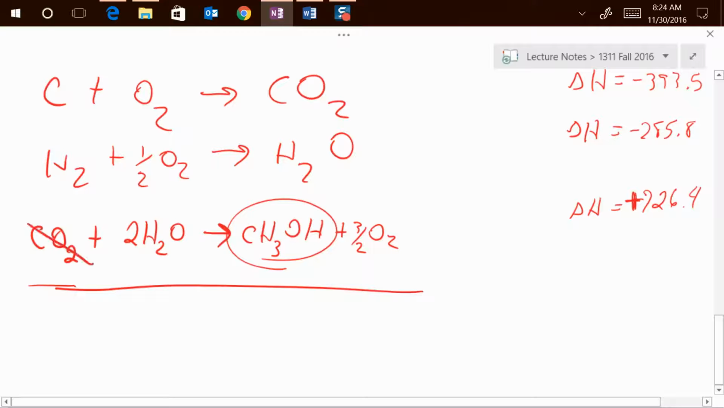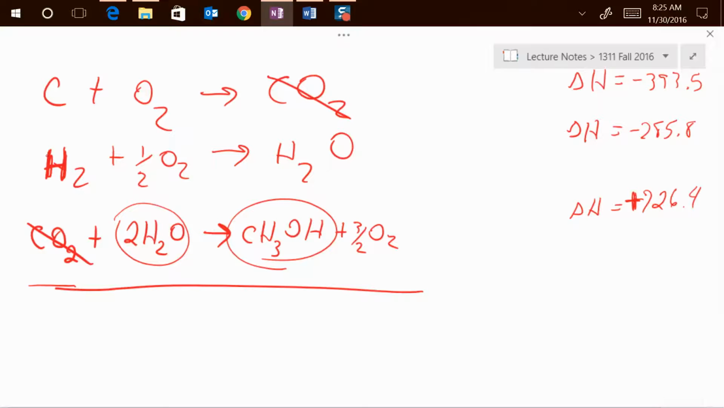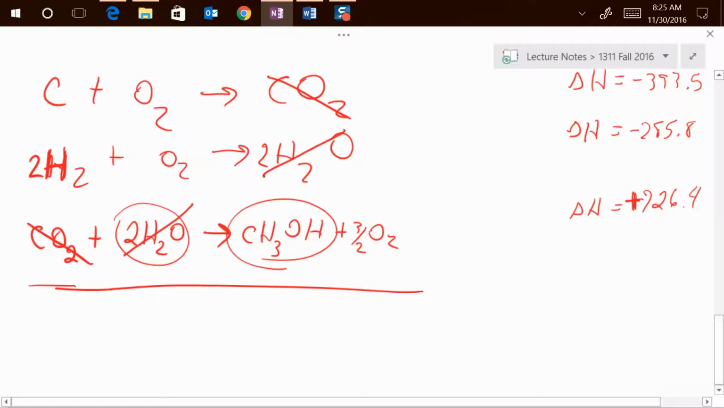Now, I want to get this all by itself. So I look and I see carbon dioxide cancels. Okay? Water, I have 2 of them here. So to cancel the waters, I'm going to try to get 2 of them on this central reaction as well, so I can cancel them. So I'm going to put 2 there. This becomes 1, and this becomes 2. Cancels. Okay?